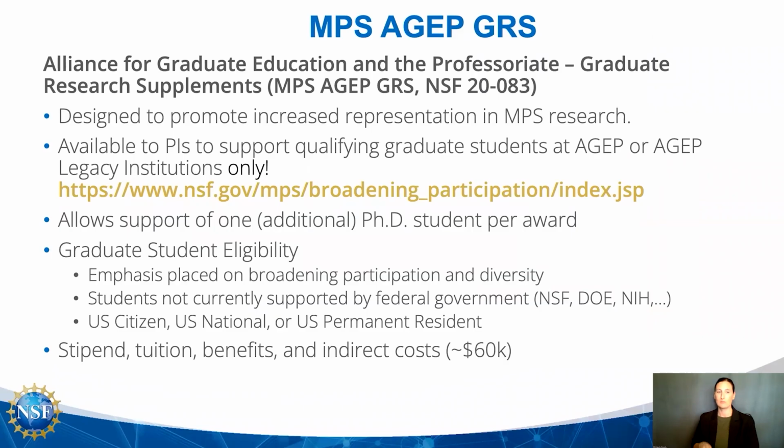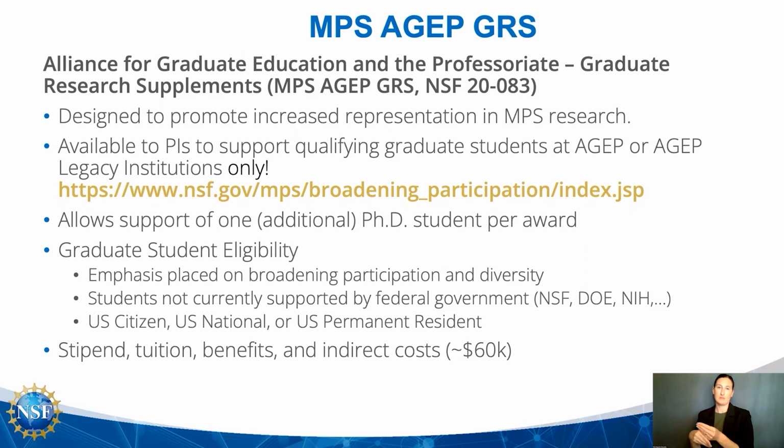Okay. So of the MPS ones, the first and maybe the least complicated is the MPS Alliance for Graduate Education and the Professoriate. So that's AGEP. That's an acronym that's been around for a long time. And these are graduate research supplements. So these are designed to promote an increased representation in MPS research. They're only available as a supplement.